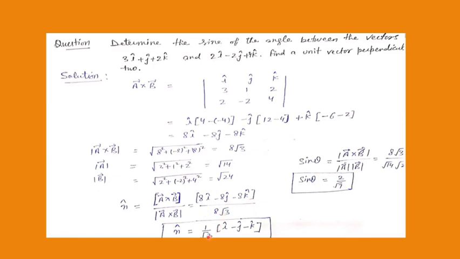So here I am getting the result 1 by root 3 into (i cap minus j cap minus k cap). So these types of questions can be asked.